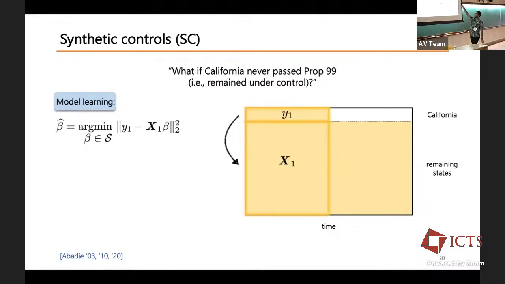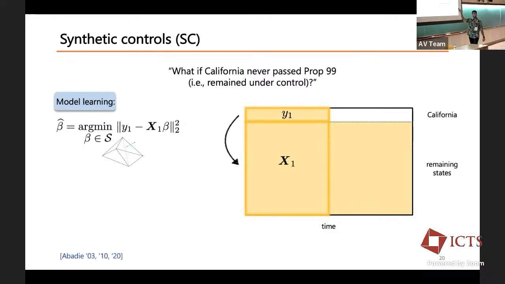What you look at is the outcomes of California before the intervention happened, like its cigarette sales. You write it as some combination of the other 49 states, because we know they didn't go through this, Prop 99. You get that linear combination.